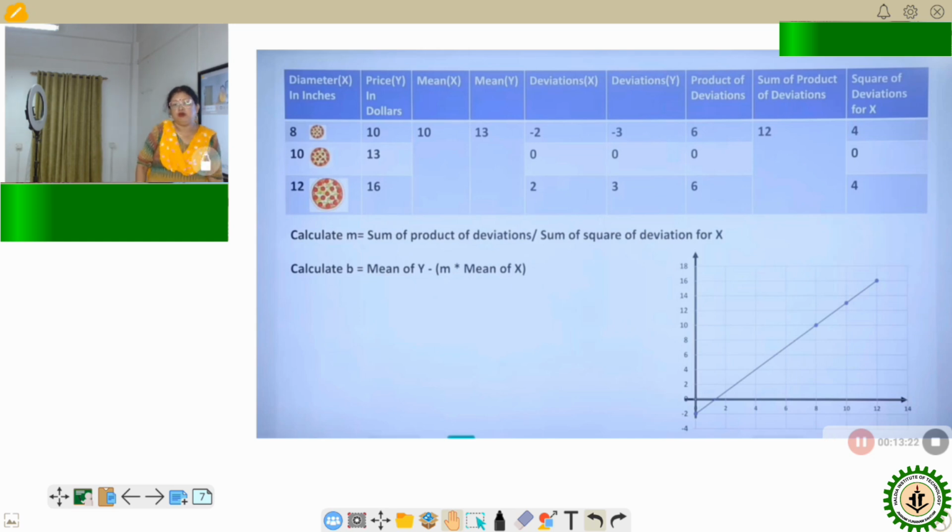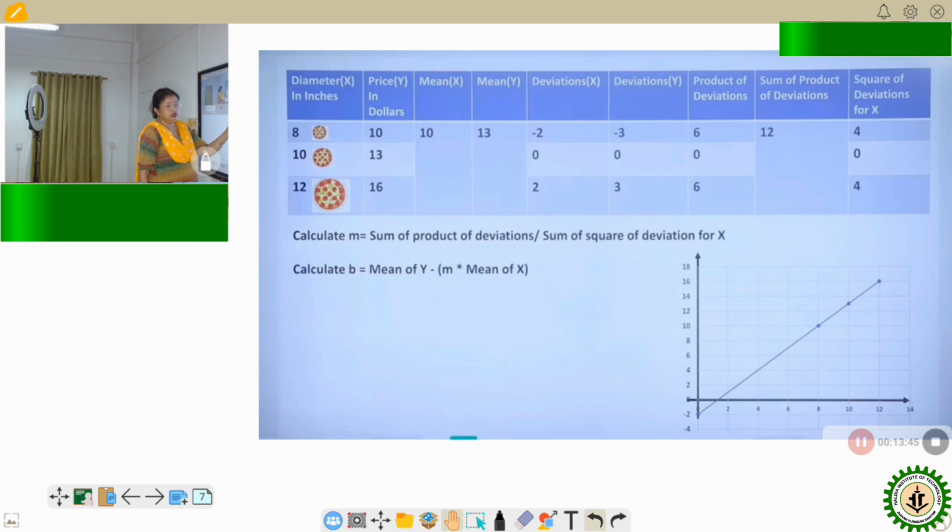If you want to know, if the pizza size is 25 inches, then what is the price? You can calculate this way: y equal to mx plus b. You calculate the m value, you get the m value 1.5, then the b value, and then that equation y equal to mx plus b, where m is equal to 1.5.